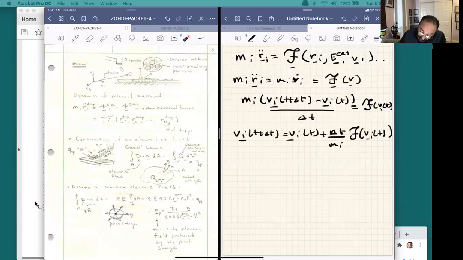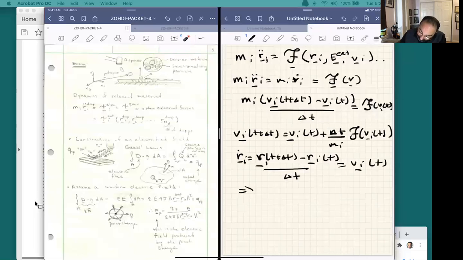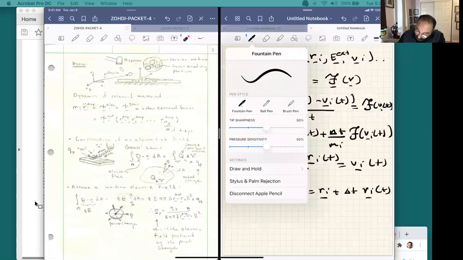Then what I have to do is I only have to take r dot, which is equal to r_i(t + delta t) minus r_i(t) divided by delta t, equals v_i(t). And immediately now I have r_i(t + delta t) is equal to r_i(t) plus delta t multiplied by v_i(t). So wonderful, beautiful little equations.